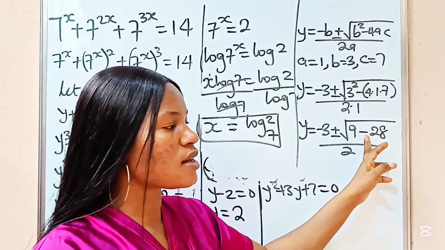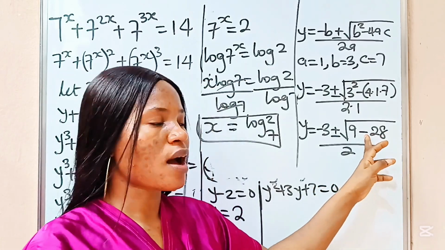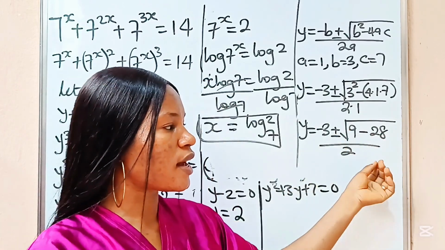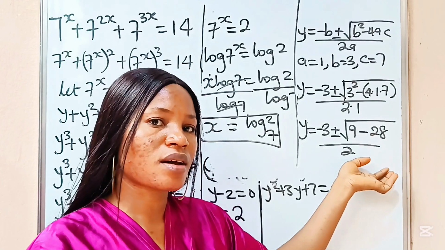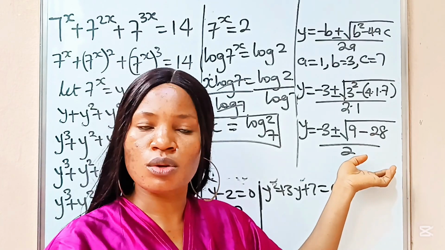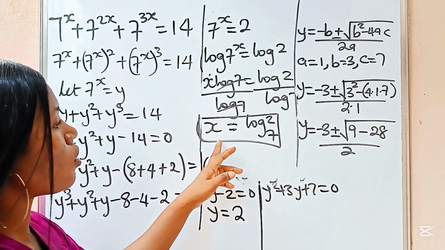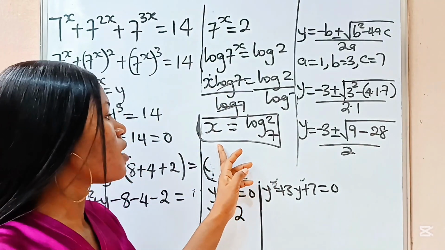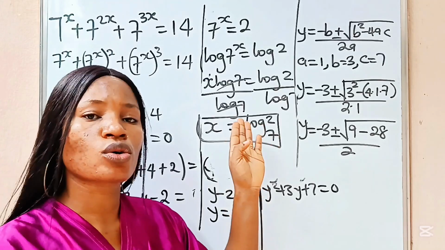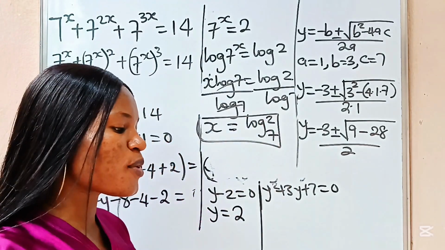Now when you look at this, you can see that if we solve this place, this determinant, we are going to get a negative solution here, and that means that we are going to get a complex or an imaginary root, and we need the real solution for our problem. Okay, so therefore the only real answer or the only real value of x is that x is equal to log 2 base 7.